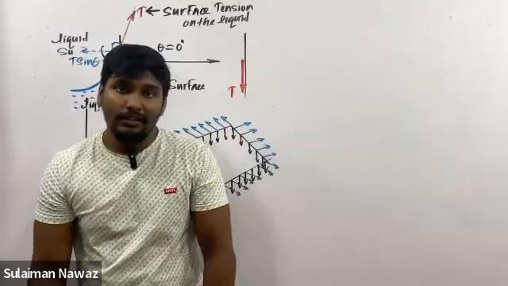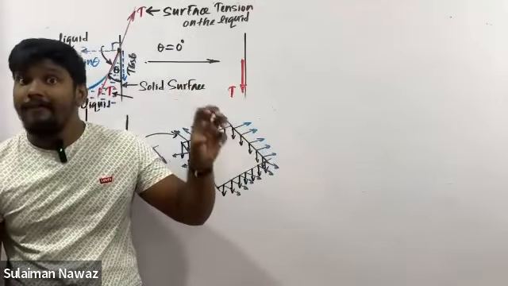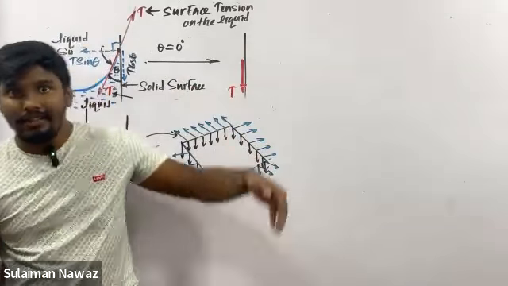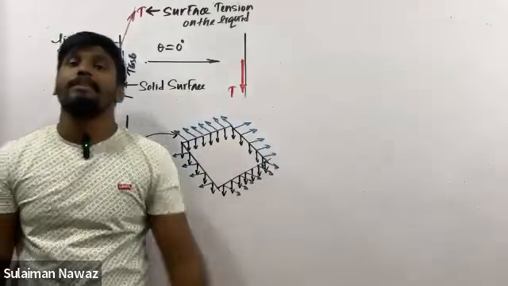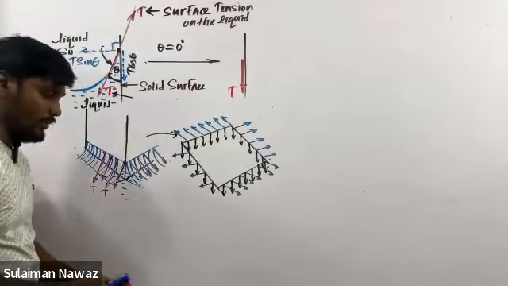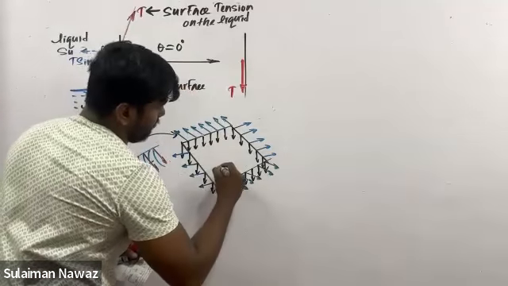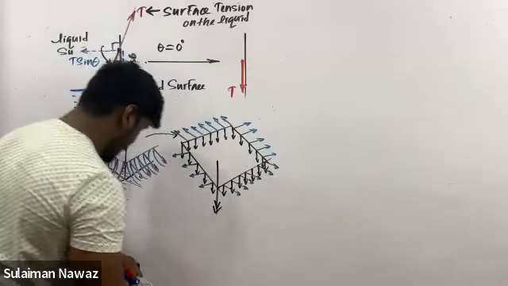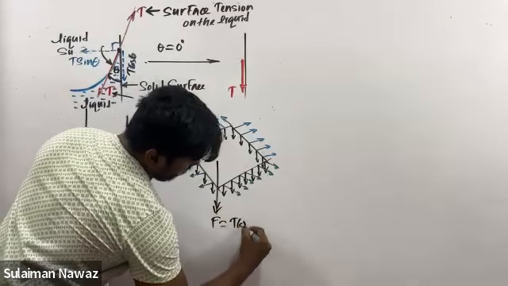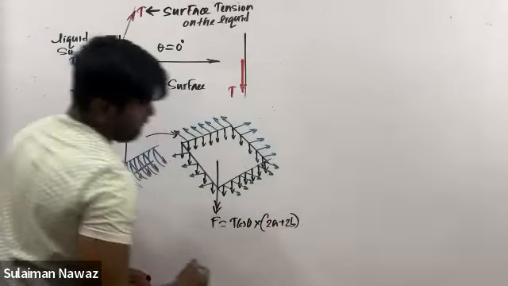Do you understand? So what is the resultant surface tension force acting on the solid when the angle of contact is an acute angle, less than 90? T cos theta into the perimeter. 2A plus 2B into T cos theta. Therefore, resolving vertically downward, F equals T cos theta into the perimeter, 2A plus 2B.